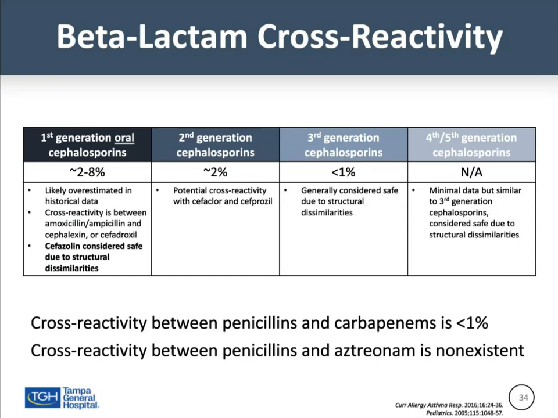As we go further into the different generations of cephalosporins, you'll see that that potential cross-reactivity risk decreases almost to non-existent in our 4th, 5th, and later generation cephalosporins because those structures are so dissimilar. Also important to note that the cross-reactivity between penicillins and carbapenems is less than 1%. It doesn't mean that we give everyone carbapenems, but that is a safe drug class to use. And then the cross-reactivity between penicillins and aztreonam is non-existent because those side chains are dissimilar.